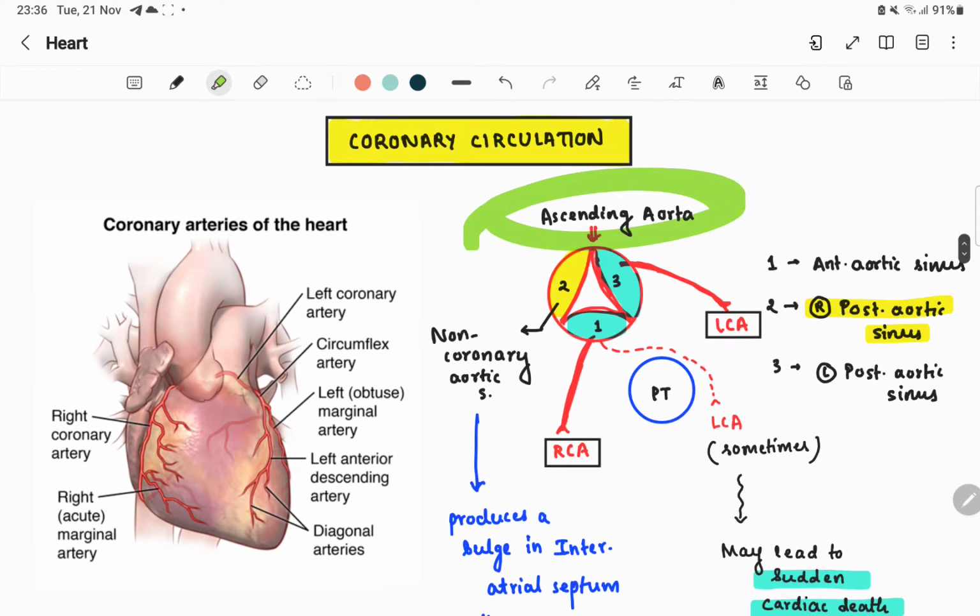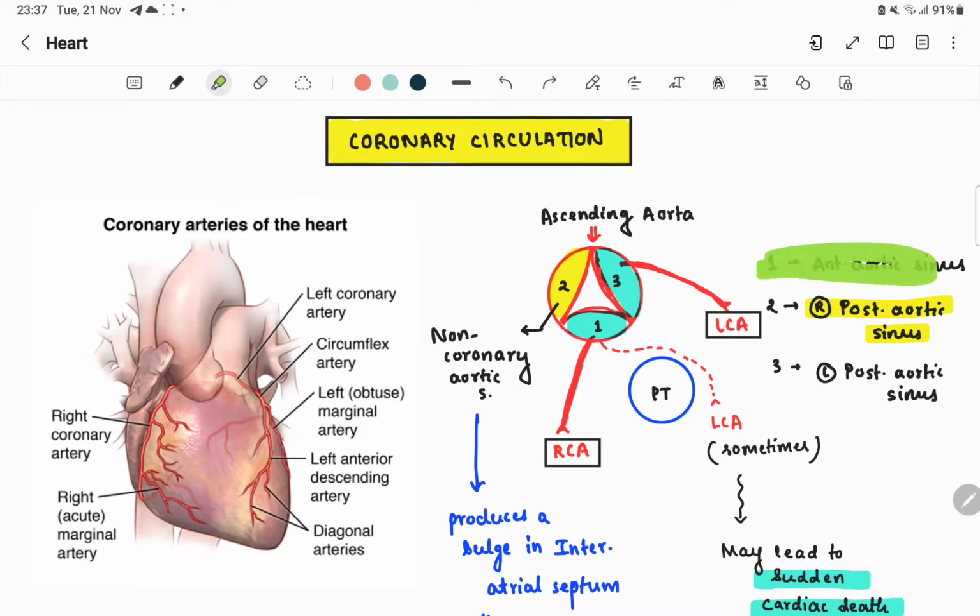From the ascending aorta, we are talking about the ascending aorta. This is a transverse section of the ascending aorta. So from 1, 2, and 3, these are your aortic sinuses. The first aortic sinus here is the anterior aortic sinus, on the anterior side, and this is the posterior side. This whole part is the posterior side, and this one is the left side. Left posterior and right posterior.